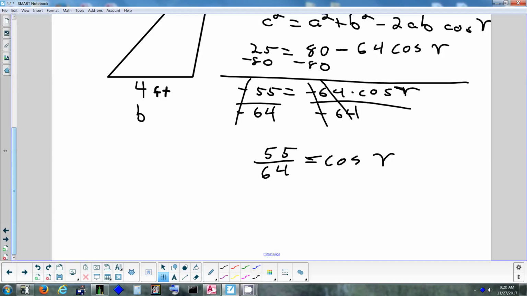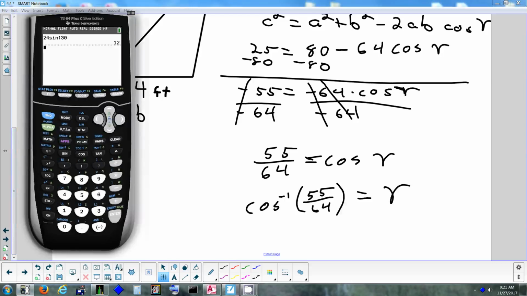And now what's the last step to get gamma by itself and get rid of cosine? Okay, so this is where we cannot add, subtract, multiply, or divide. We've got to cancel cosine somehow. Yeah, take inverse cosine. Exactly. Take the inverse cosine of 55 over 64. And that's the answer for gamma. And then once we have it, now we can do this just like we did the last couple problems. Second, inverse cosine. Okay, and you should get about 30.75. So that's gamma.